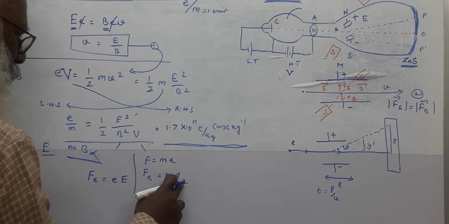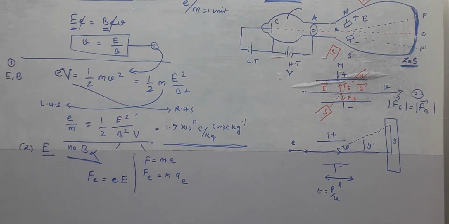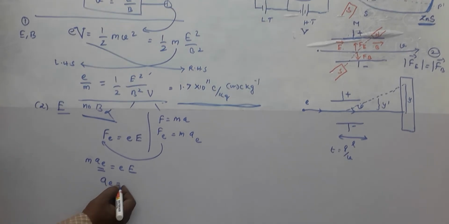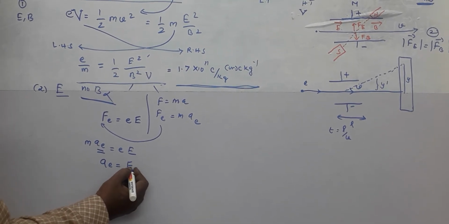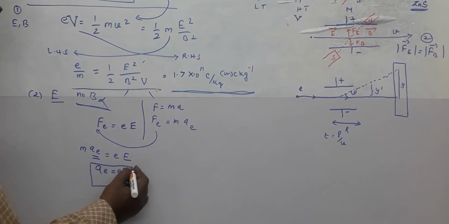Here, a is the acceleration of an electron, so we can equate both to each other. Substituting the value of Fe here, we get m into ae equals e into capital E. Here we want to find the value of acceleration of an electron. Therefore, ae equals e into E by m. This is called equation number 2.